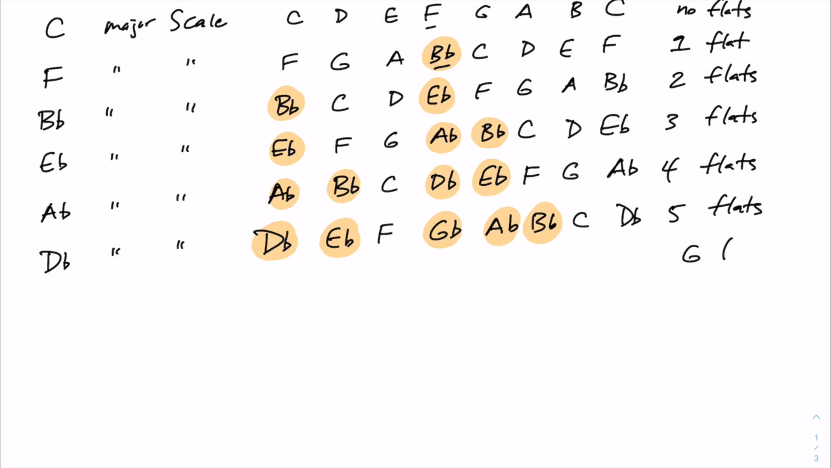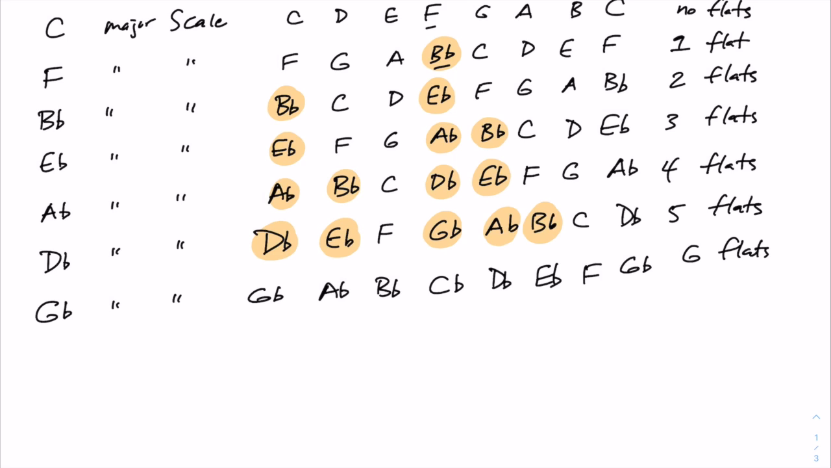Something's going to have 6 flats. And what is that? It's going to be G flat. G flat major scale, G flat, A flat. See, this is another way to do it. B flat, C flat, since it's the 4th note, right? D flat, E flat, F, and G flat. So remember, that's 6 flats.